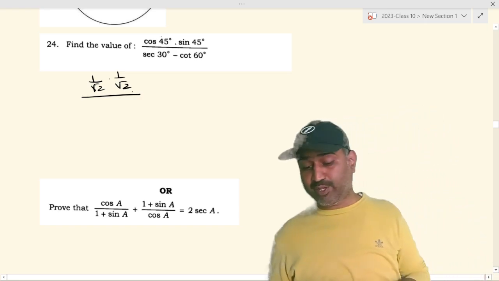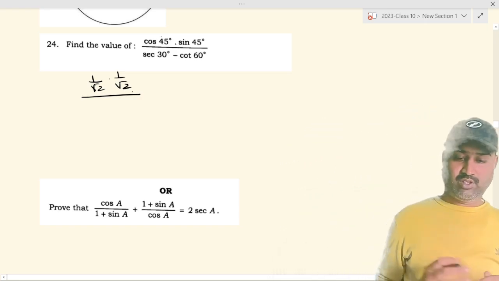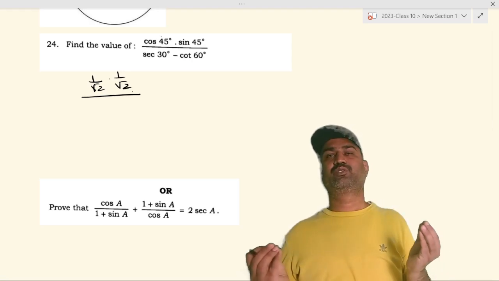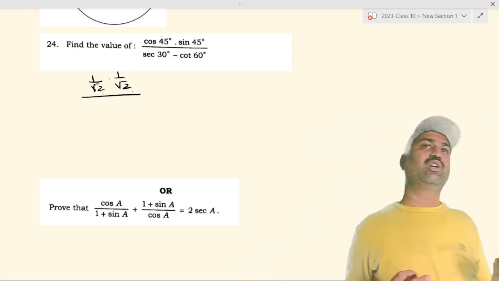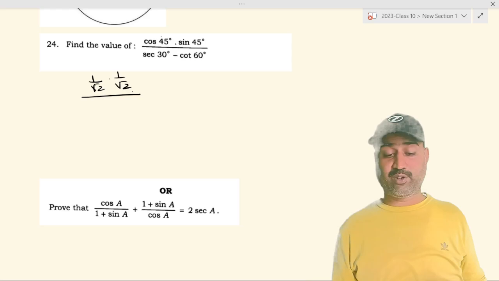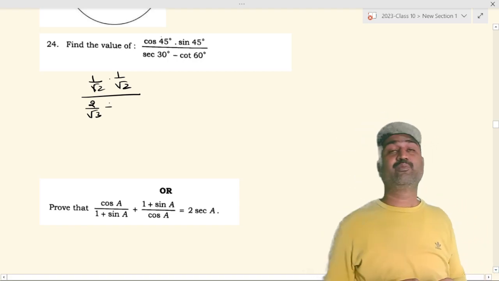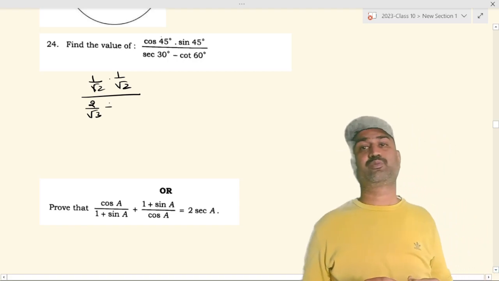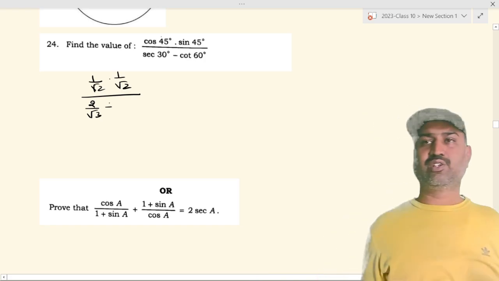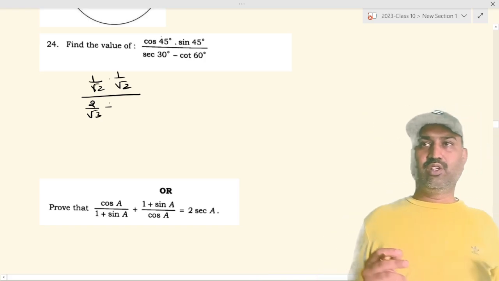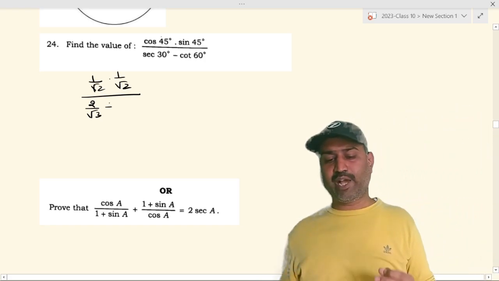And sec 30 we know, since cos 30 is root 3 by 2, therefore sec 30 is 2 by root 3. It is 2 by root 3 minus cot 60. Cot 60 is, tan 60 is root 3 and cot 60 should be 1 by root 3, right?